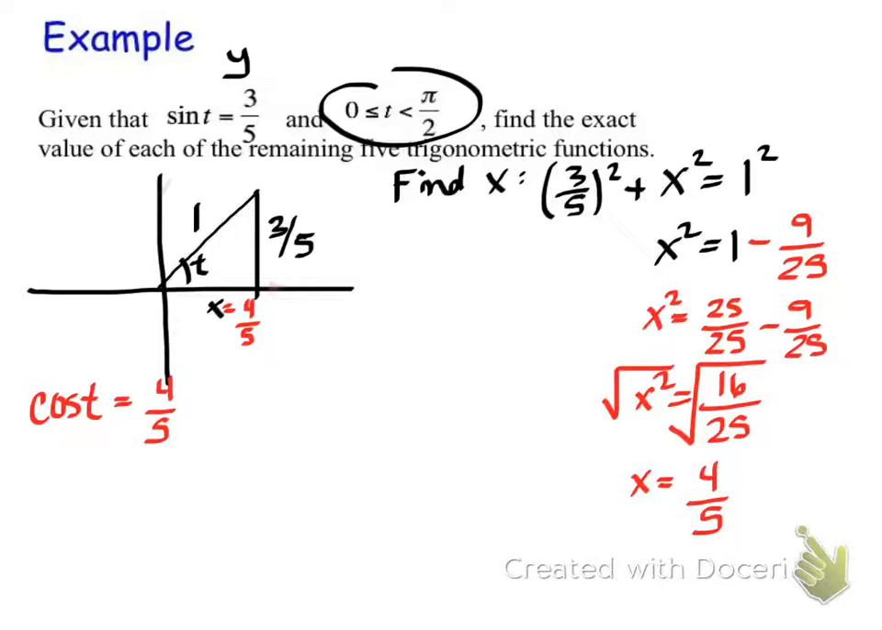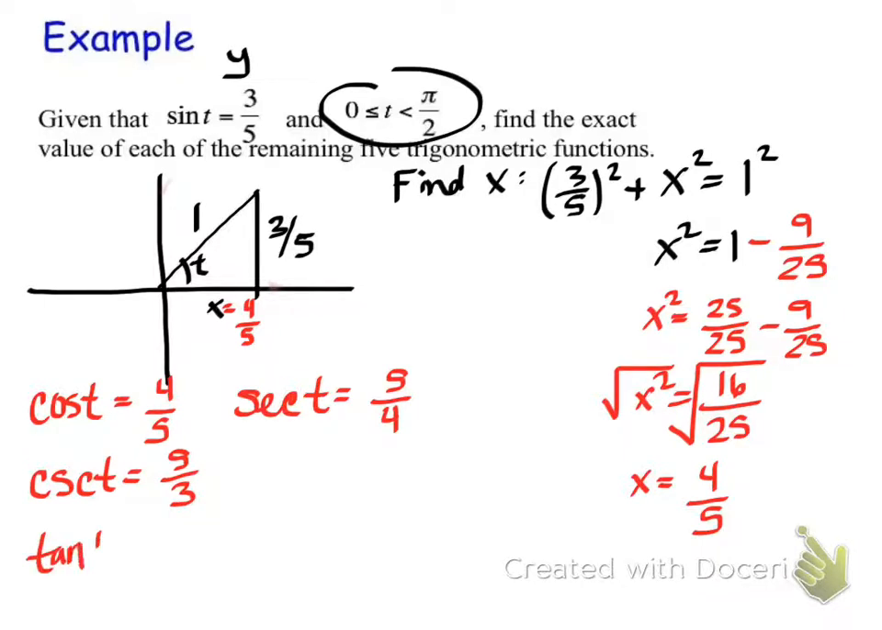Now I've got to find my other trig ratios. That's 1. I need 4 more. So I need, let's see, secant of t. That's the reciprocal of cosine. So that's 5/4. Cosecant of t is the reciprocal of sine. So I'm going to take 3/5 and flip it upside down, and I get 5/3.